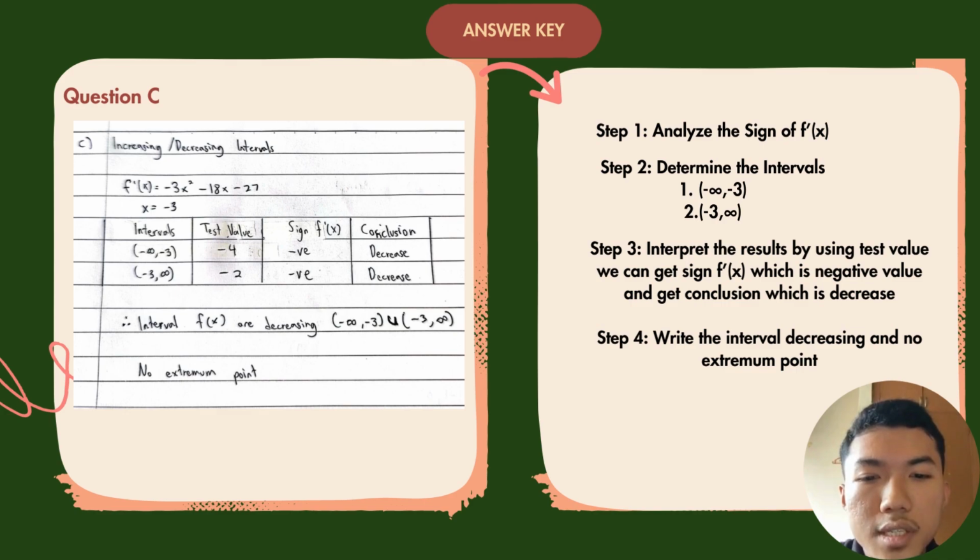So next, for question C, find the interval where f is increasing or decreasing, hence determine the extreme point, if any. Step 1. Analyze the sign of f prime of x. Step 2. Determine the intervals. First, negative infinity to negative 3. Second, negative 3 to positive infinity. Step 3. Interpret the results by using a test value. We get the sign of f prime of x, which is a negative value, and get the conclusion, which is decreasing. Step 4. Write the interval decreasing and note the extreme point.